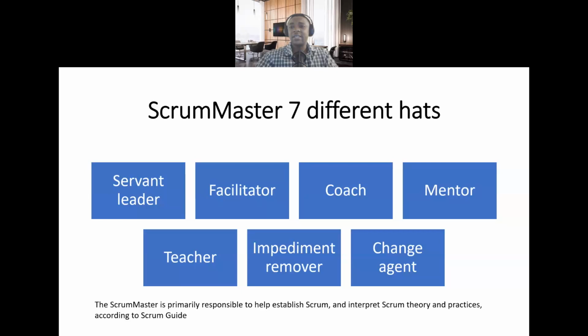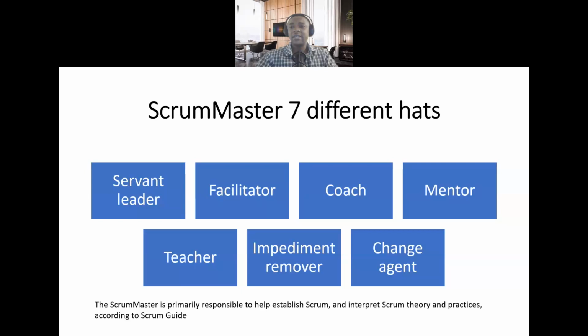Product impediment has to do with the items in the backlog. The PO, the product owner, should be able to help resolve. But in a situation where the PO lacks or struggles with what to do, the Scrum Master should be able to help. Then the final one is a change agent.